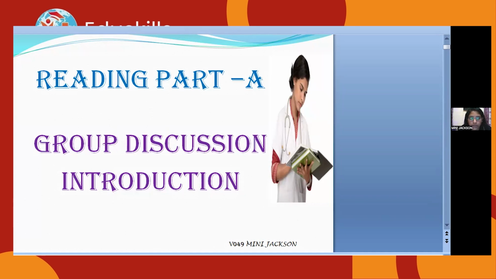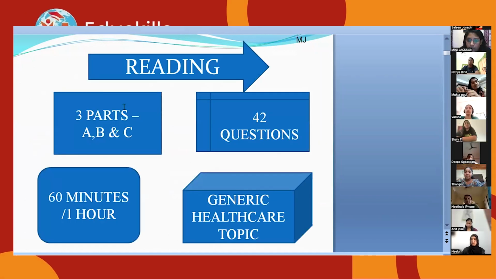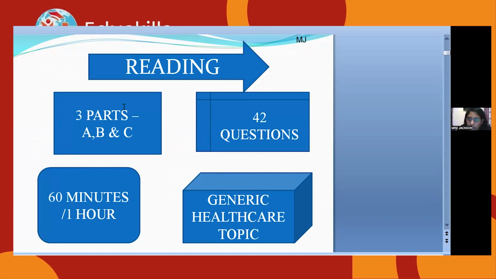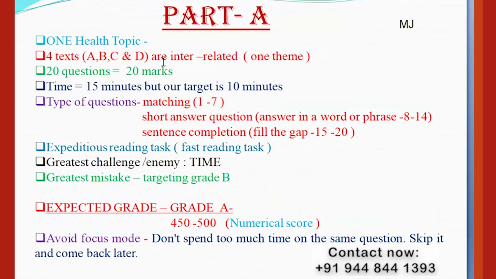Okay. See, first of all, we need to understand that in the reading part we have three parts: A, B, and C, and 42 questions in total. Under the A part there are 20 questions and 50 minutes. In total, for 42 questions we have 60 minutes. Then that will be a generic healthcare topic. Okay, then we'll move to the other strategies.